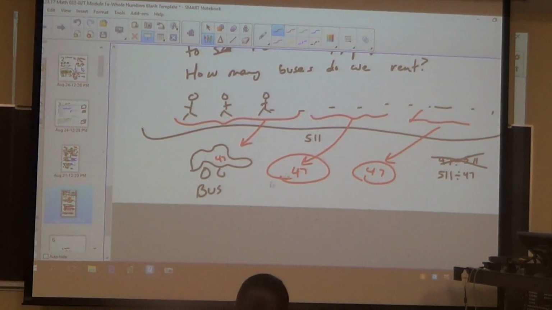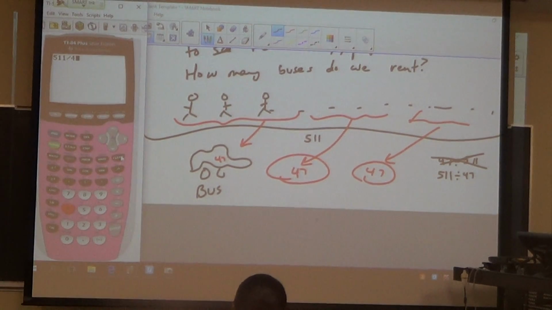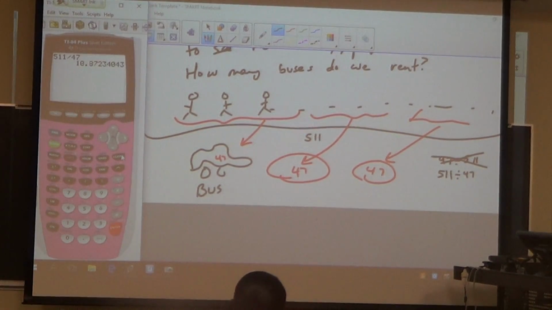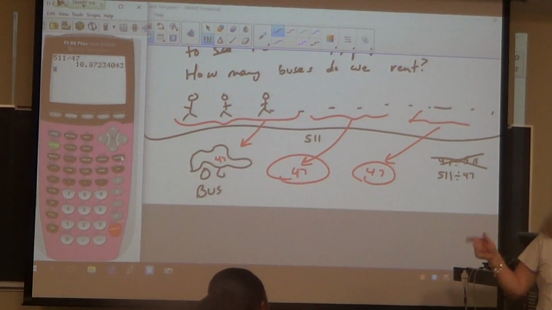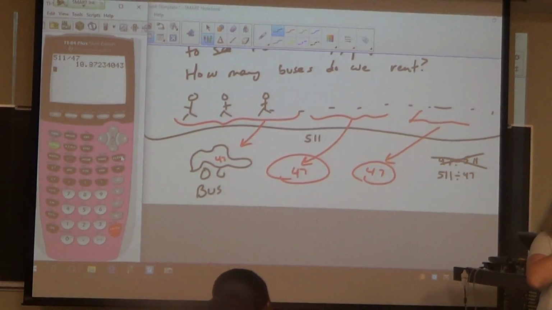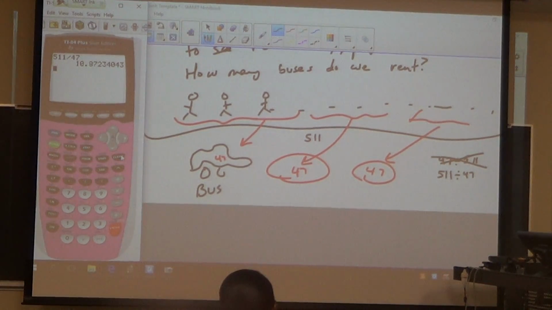So, do we agree this is 511 divided by 47? So, 511 divided by 47. Okay, so in Alex, it's going to say, how many buses do I need to rent? If you type in 10.8, I will yell at you. Because can you rent 1/8 of a bus? No. Do we agree that we can only rent 10 buses or 11 buses?